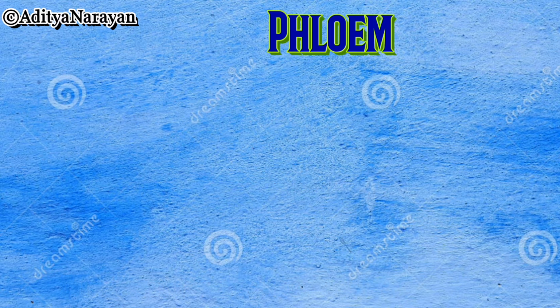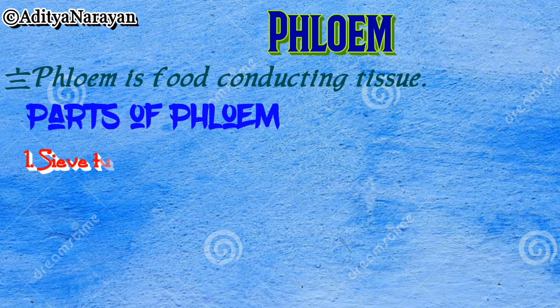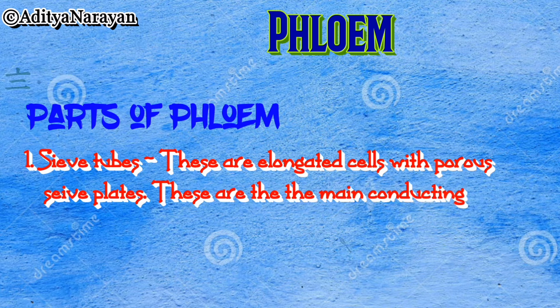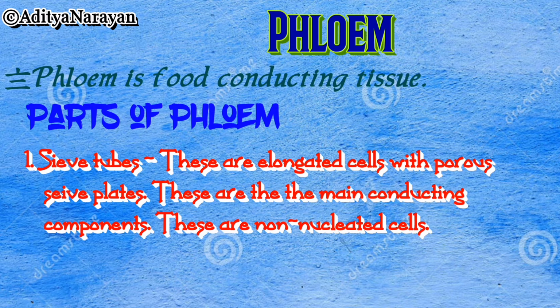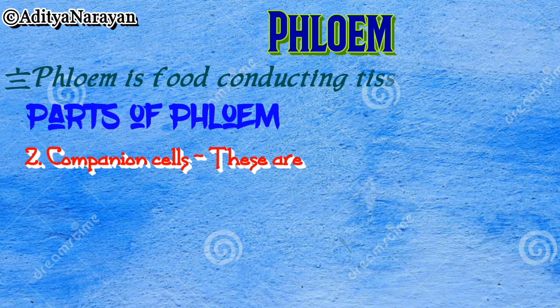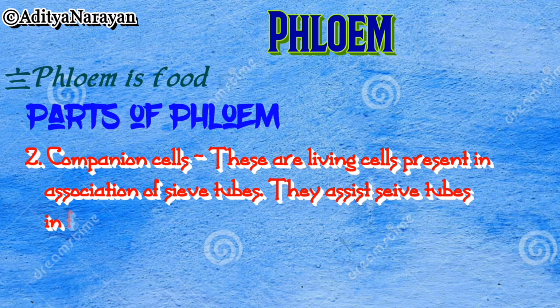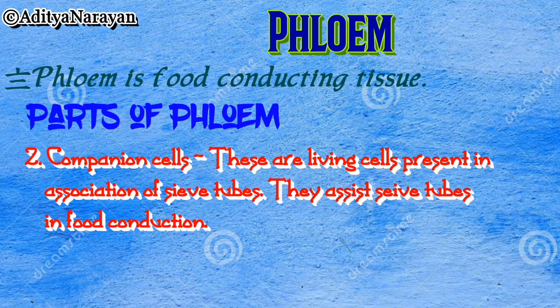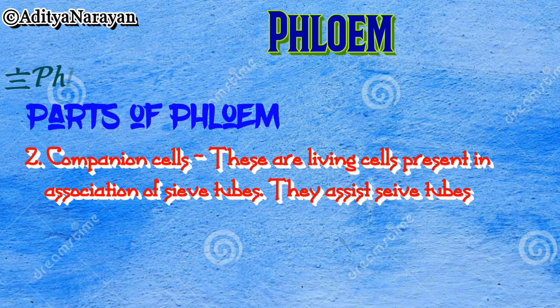Phloem is food conducting tissue with the following parts. Sieve tubes. These are elongated cells with porous sieve plates. These are the main conducting components. These cells are non-nucleated. Companion cells. These are living cells present in association with sieve tubes. They assist sieve tubes in food conduction.